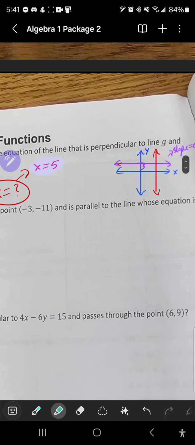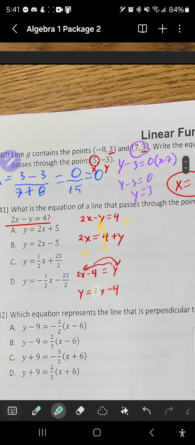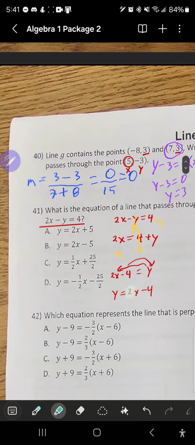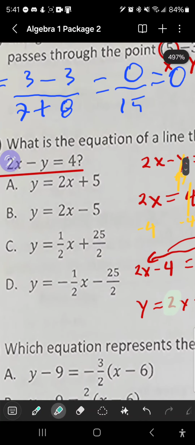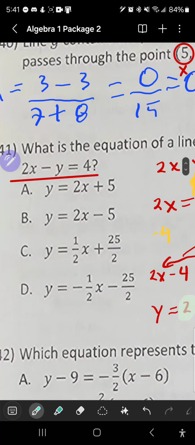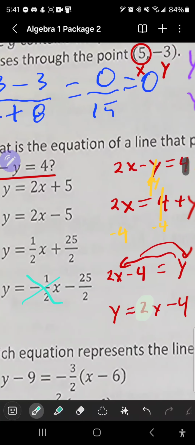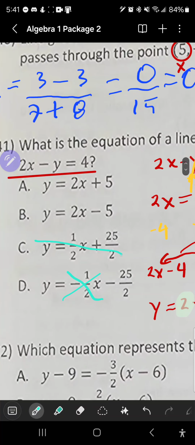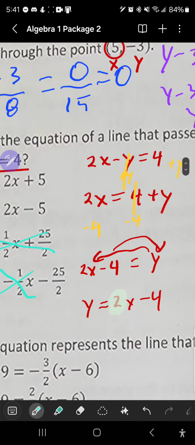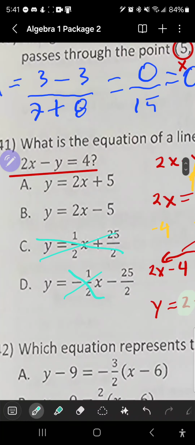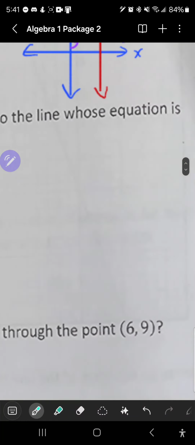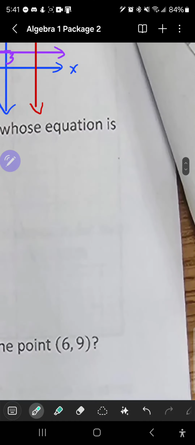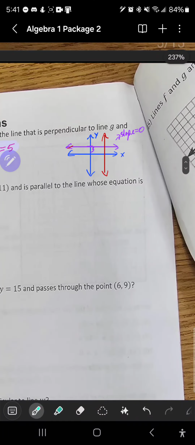I need a line that is parallel and passes through the point (-3, -11). First, when I see this, okay, this is not my answer. It doesn't have a slope of 2. That's not what I need. This is also not my answer. This does not have a slope of 2. So these lines are not parallel at all. Sorry, so we discard them.